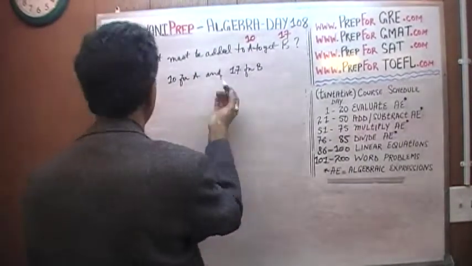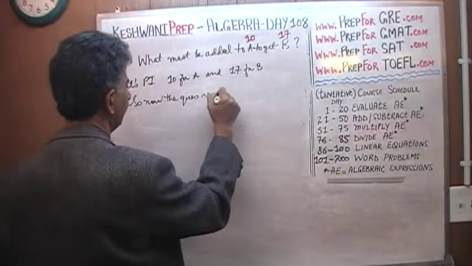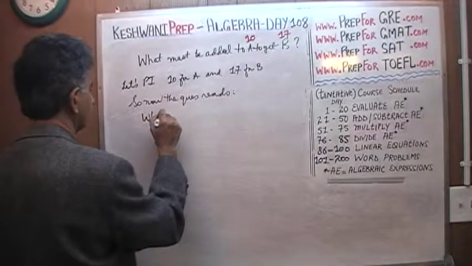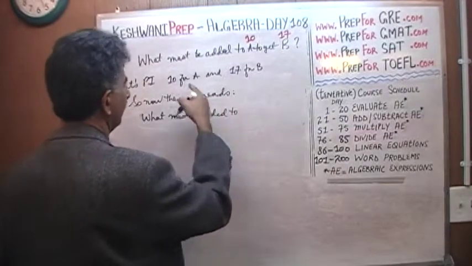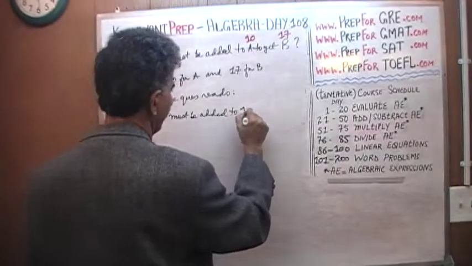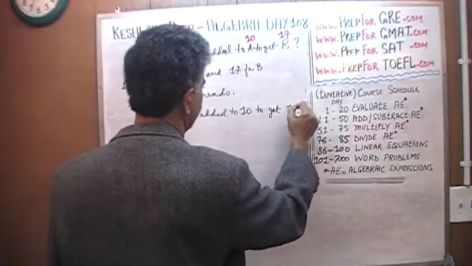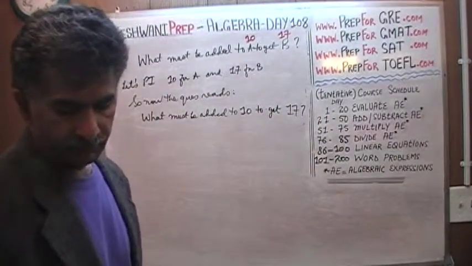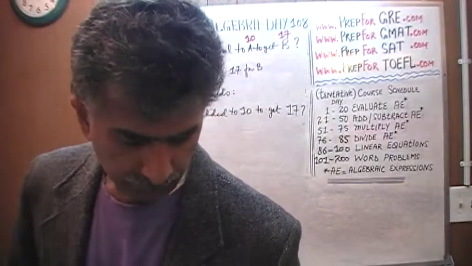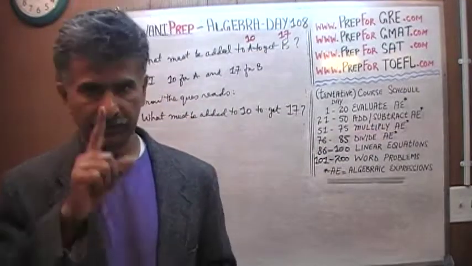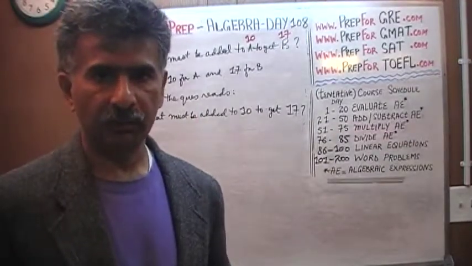So now the question reads: What must be added to A, which we are substituting 10 for? What must be added to 10 to get B, which is our 17? You see, all of a sudden, this algebra problem turns into a very simple arithmetic problem. So simple, in fact, that you can even give it to a first grader, not fourth grader. I said first grader. A child of first grade, a 5-year-old, 6-year-old, will be able to figure it out.